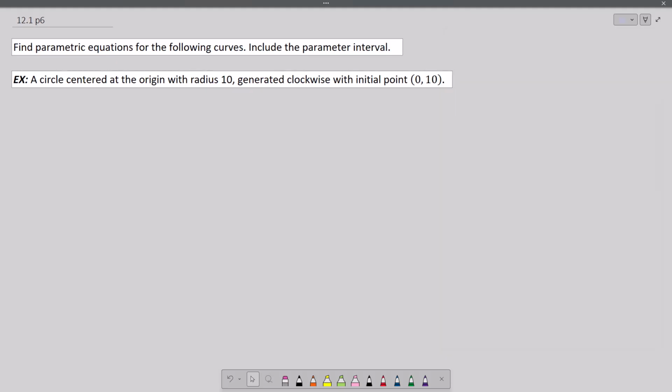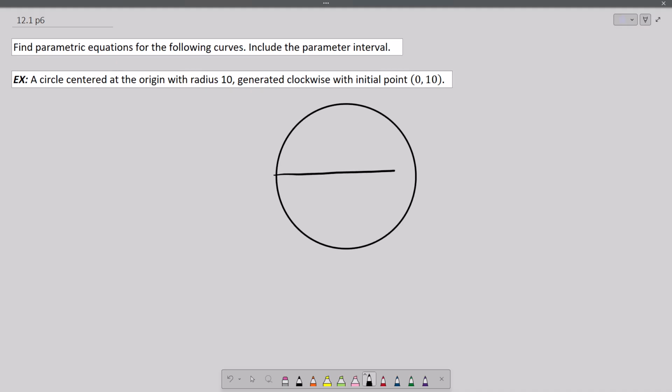All right, so try this one. I'll draw a picture. See if you can figure out which parameterization would do what this is asking. We want to start on top at 0, 10. And we want to go clockwise.